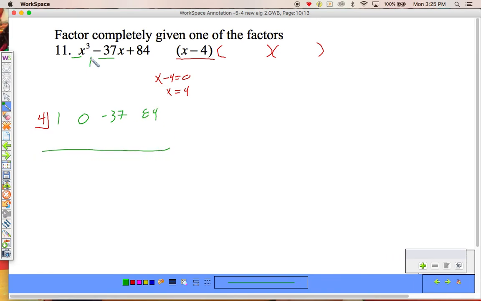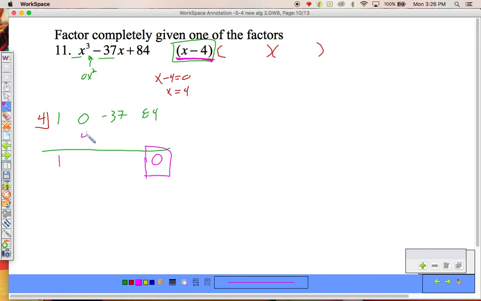When you are missing a term, you really have it, but it's 0x squared, so you have to put a 0 in that spot. Since this is a factor, for this to work, you will always, always, always get a remainder of 0. If an expression is a factor, you'll always have a remainder of 0. If you don't get a remainder of 0, it's not a factor. It has to divide evenly with a remainder of 0.